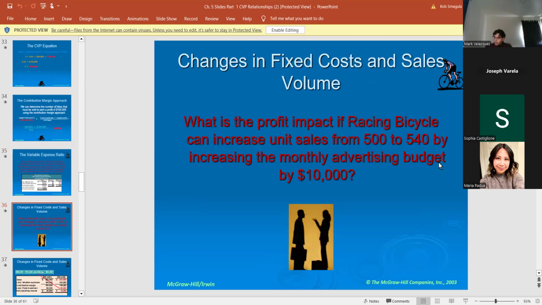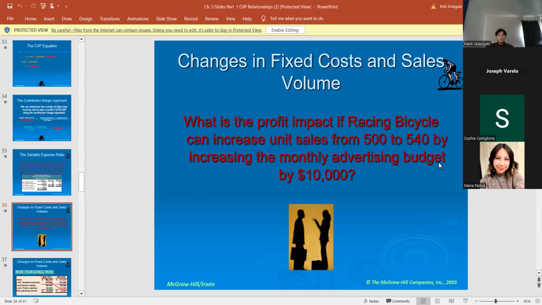Now, what if we change a few things? And this is what companies do. They're always looking at this stuff. What is the profit impact if they can increase their unit sales from 500 to 540 by increasing the advertising budget?